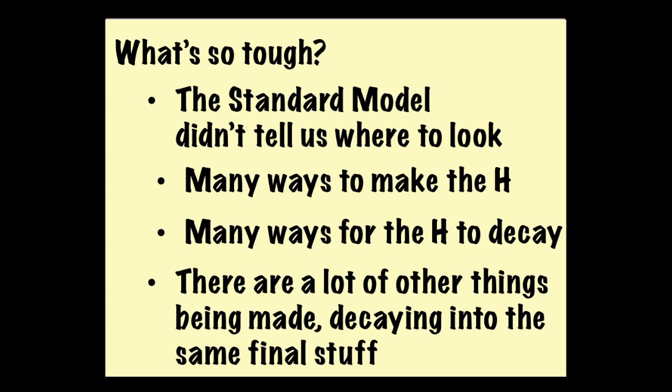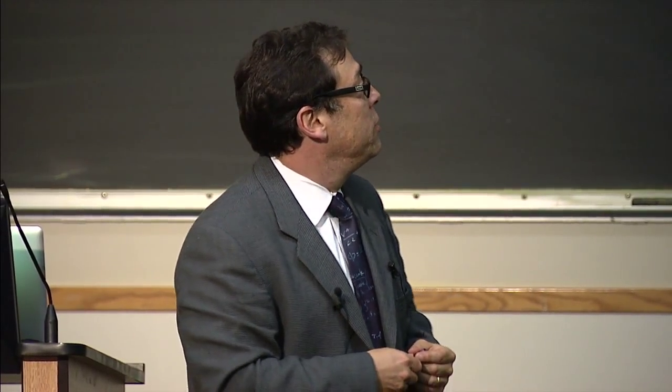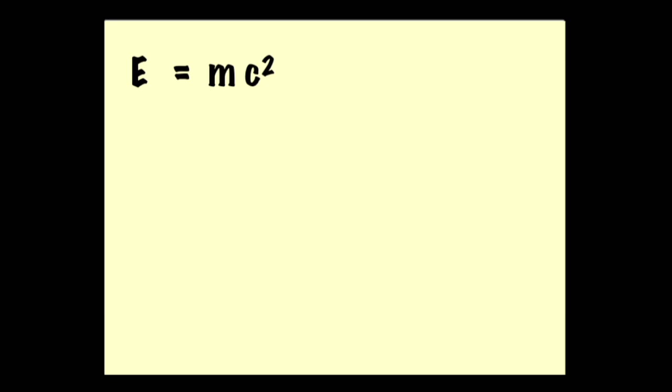So what's so tough? Well, the first thing is the standard model didn't tell us enough about the Higgs. In particular, it doesn't tell us what the mass of the Higgs is. It's much easier to look for something if you know where to look. The other thing is, the fact that you can make the Higgs in so many ways means that there's all sorts of other things that can be happening around it. And the Higgs can decay to so many different things because it couples to everything. It's responsible for the masses of all the fundamental particles, which means it can actually decay into just about anything. So, as well, there are lots and lots and lots of other things being made decaying into the exact same stuff as the Higgs. So how do we go about finding a particle like this?